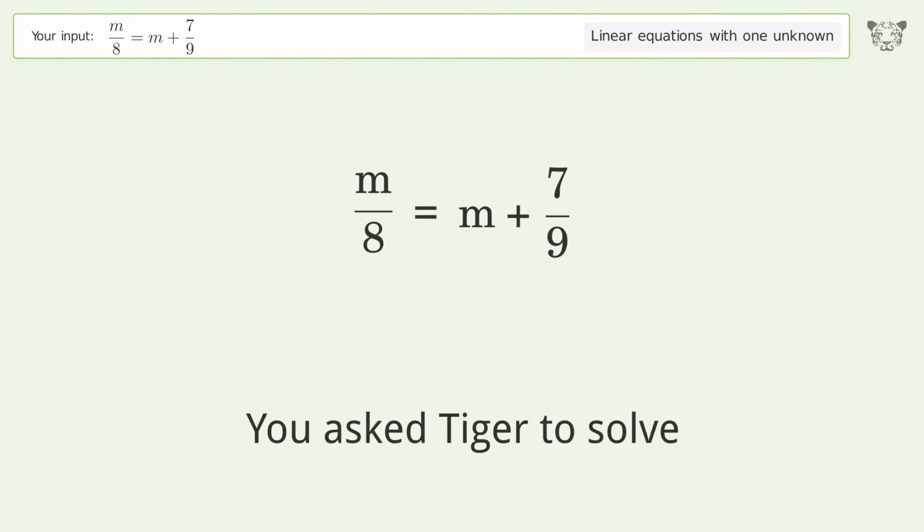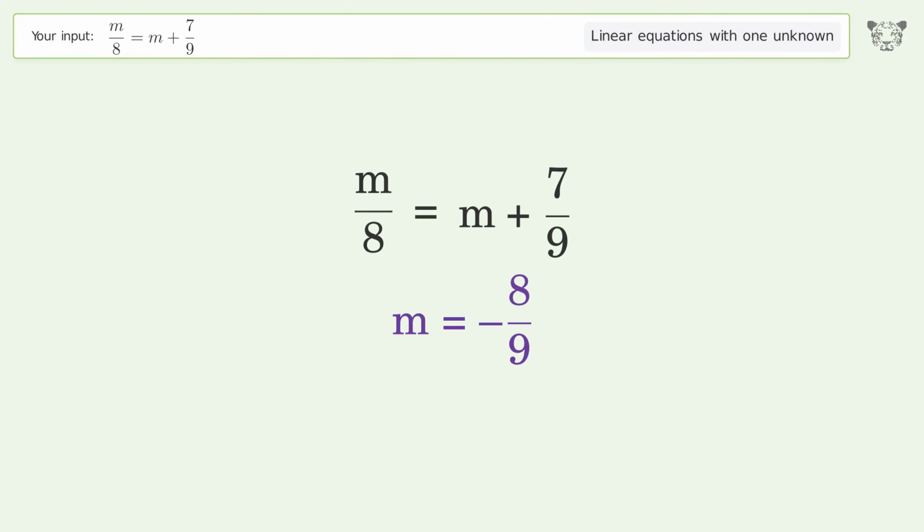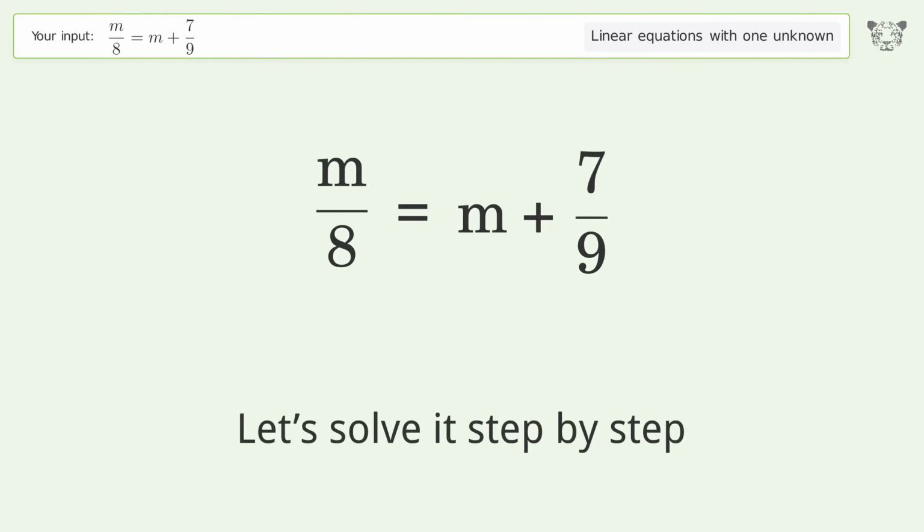You ask Tiger to solve. This deals with linear equations with one unknown. The final result is m equals -8/9. Let's solve it step by step.